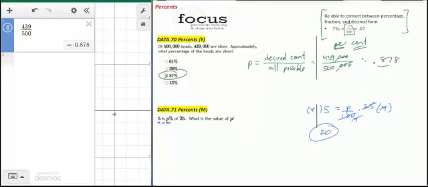So notice in this case, 20 as a percent is 20%. If it were a decimal, it would be 0.2, but notice it's asking for a percent. So we are going to use the 20 and not the decimal form of this.